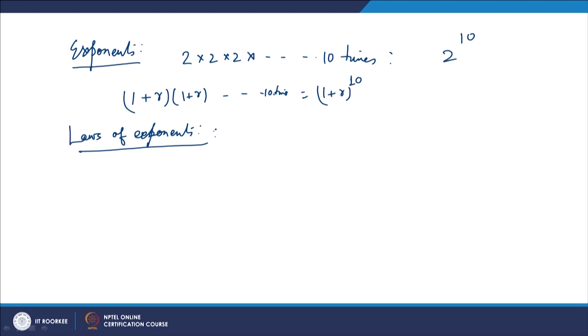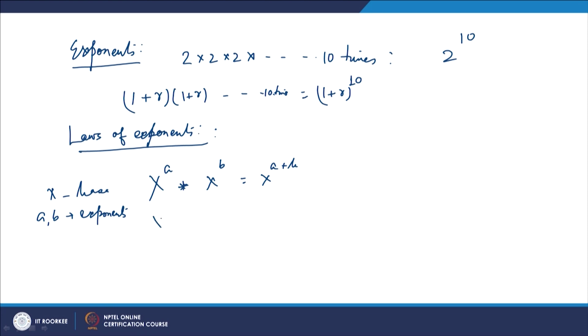If you have a base and an exponent, then x is the base, and a and b are known as exponents. Now, there are many rules. When we multiply these two quantities, x^a times x^b, the exponents are added. This is one of the laws of exponents.